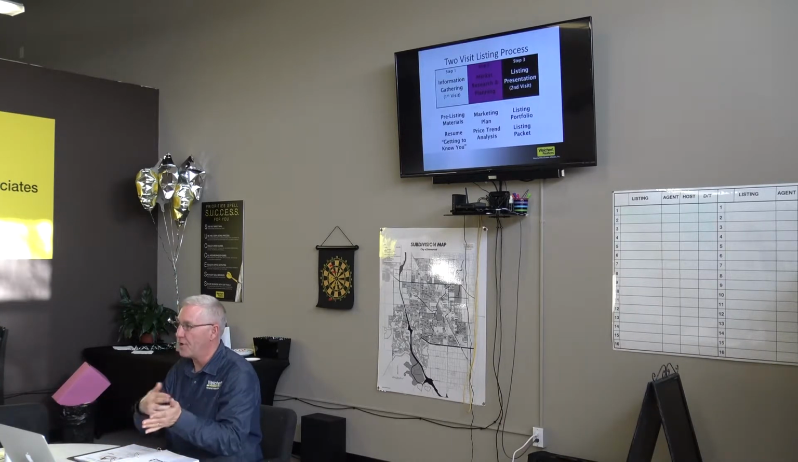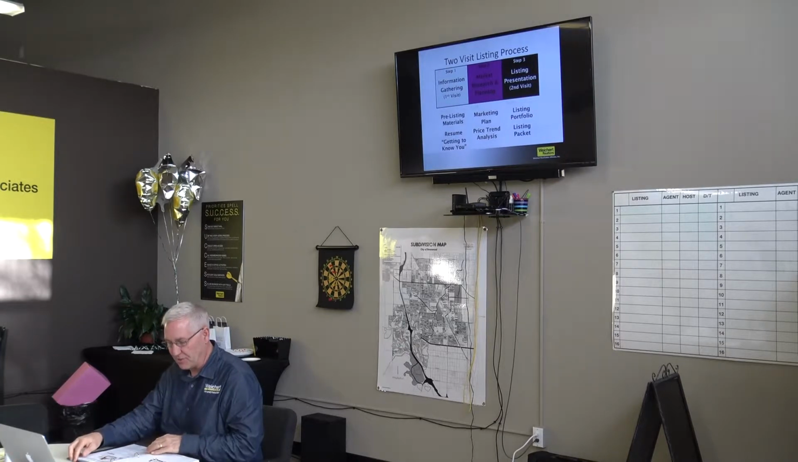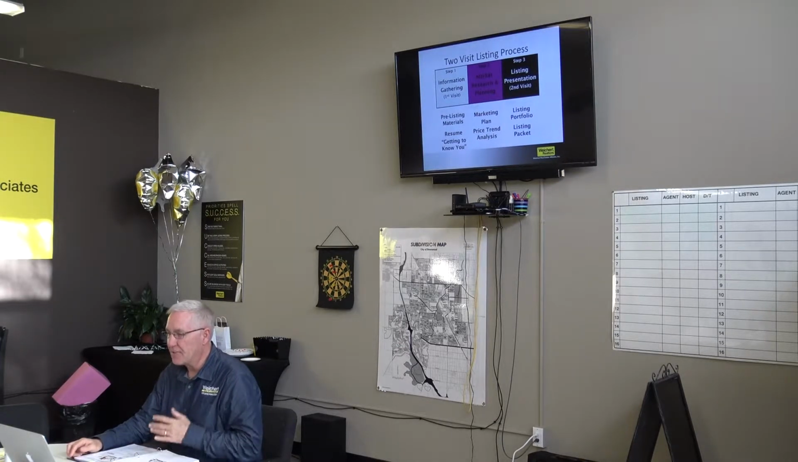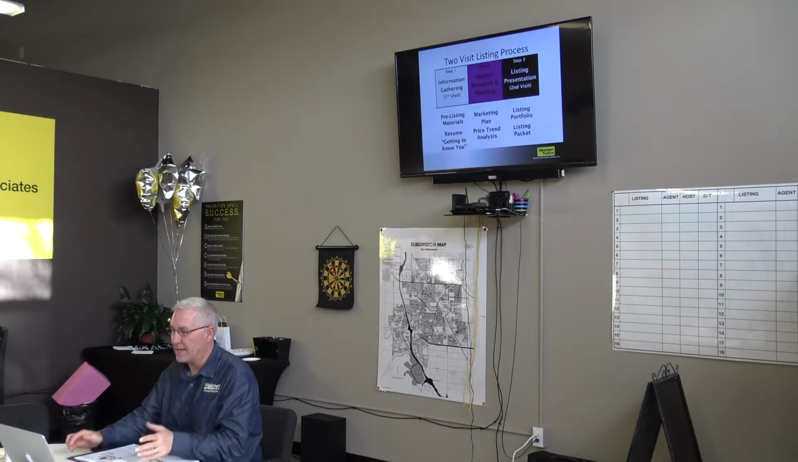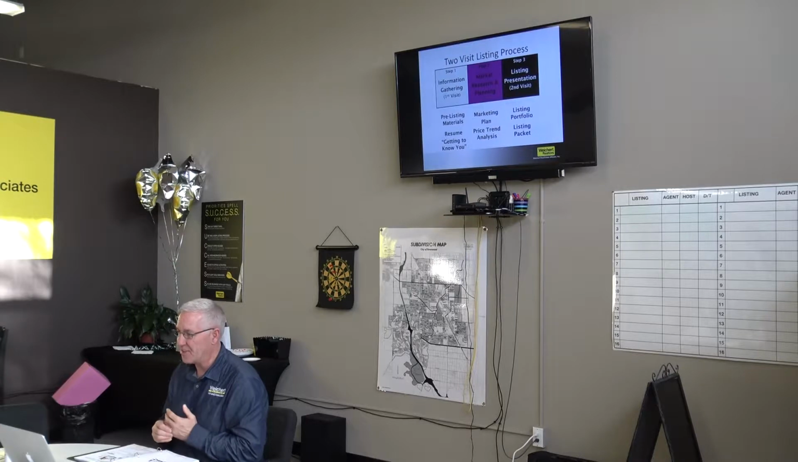So we'll put the demonstration binder up there, although they are changing things, so it's going to be more of a flip thing, or you can do it on your iPad or on your computer. So there's multiple ways of doing that right now. We talked about that before, the 2-visit listing process. Information gathering is step 1. Market research planning, that's back at the office, putting that together, and then going back for the listing presentation on the 2nd visit.